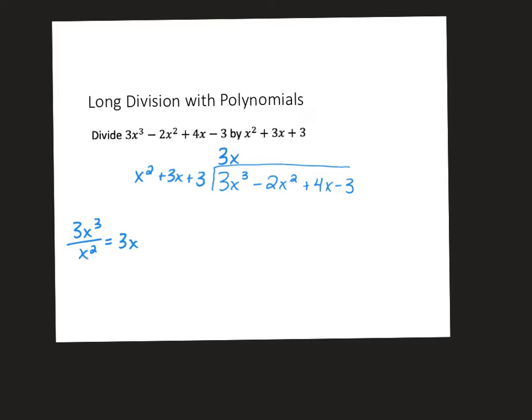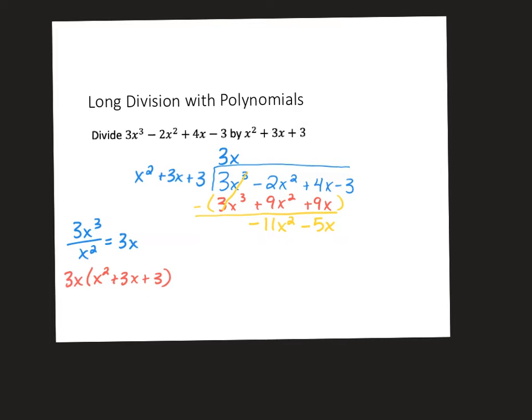Next step is to multiply, then subtract, bring down, and repeat. See how much of this problem you can do on your own. Pause the video. Okay, check in with your work. When you are subtracting, we have a negative 2x squared, and I'm subtracting a 9x squared. Be careful, make sure you are subtracting. So this will give me a negative 11x squared. 4x minus 9x is a negative 5x.